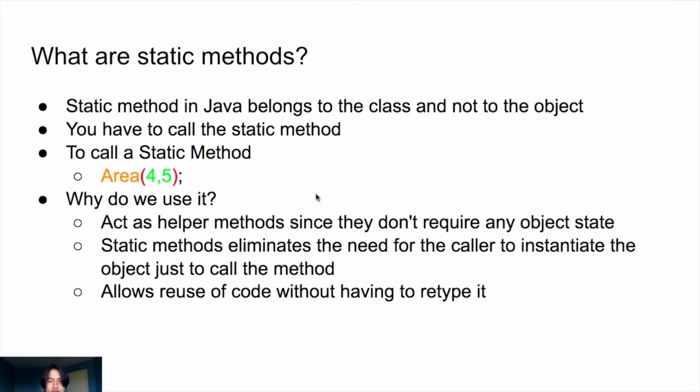So why do we use static methods? Well, they act as helper methods since they don't require any object state. Static methods also eliminate the need for the caller to instantiate the object just to call the method, since static methods don't need an instance variable to run. And it allows reuse of code without having to retype it.